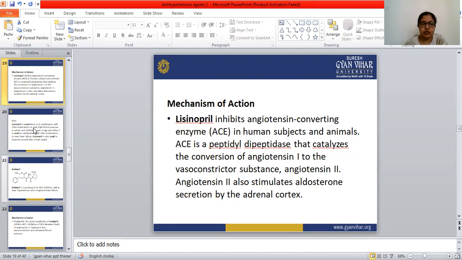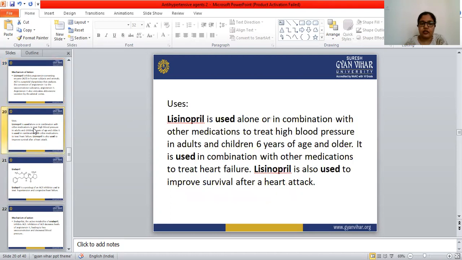Let's see the uses of lisinopril. Lisinopril is used alone or in combination with other medication to treat high blood pressure in adults and children 6 years of age and older.